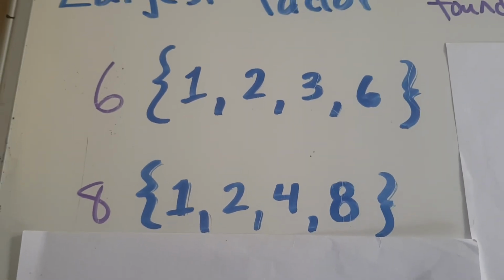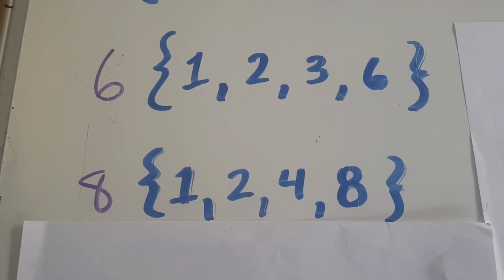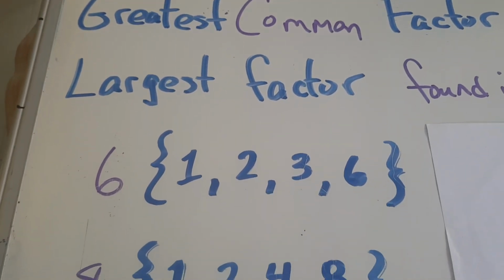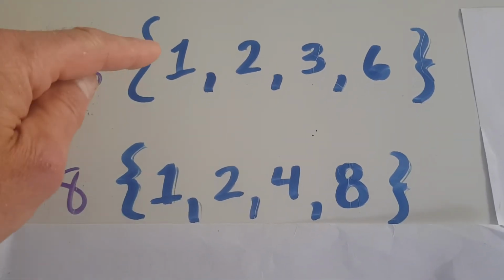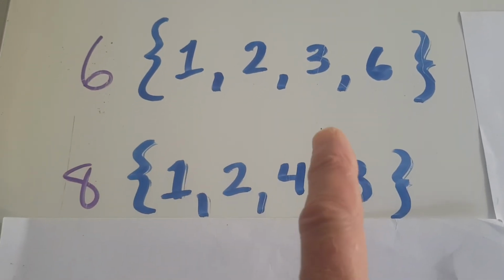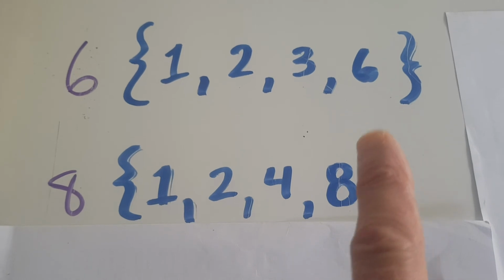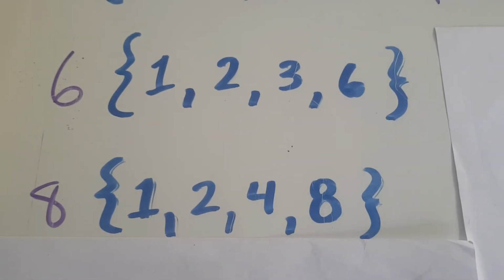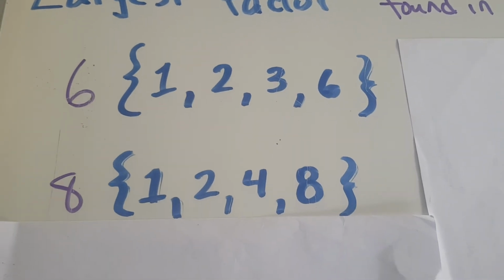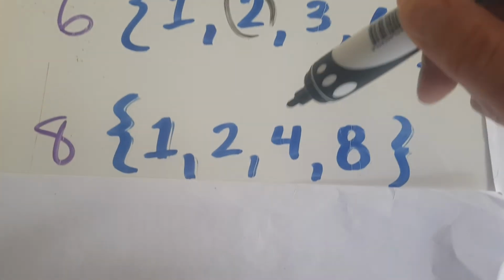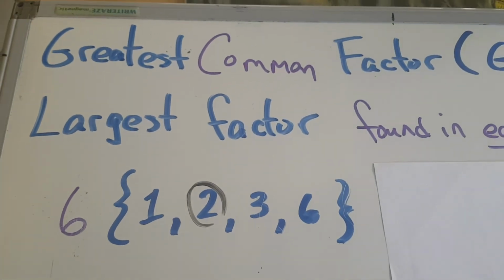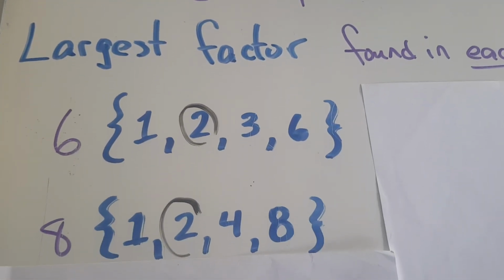Now, looking at the factors of 6 and the factors of 8, what is the largest or greatest one in each set? Well, both of those have the number 1. Both have the number 2. They don't both have 3, and they don't both have 6. So the greatest or biggest number found in each one of those sets is the number 2, and that makes 2 the greatest common factor of 6 and 8.